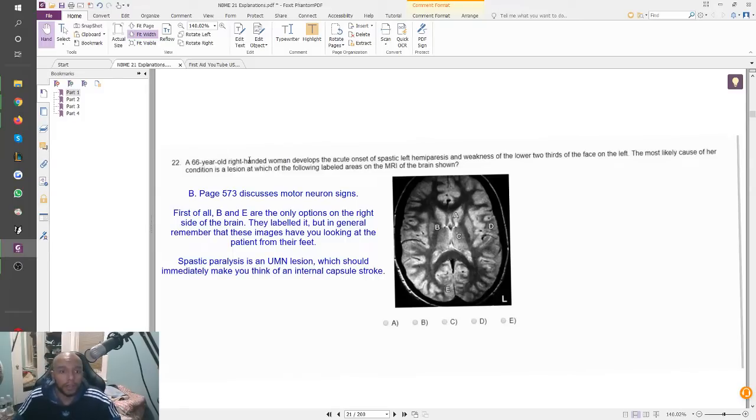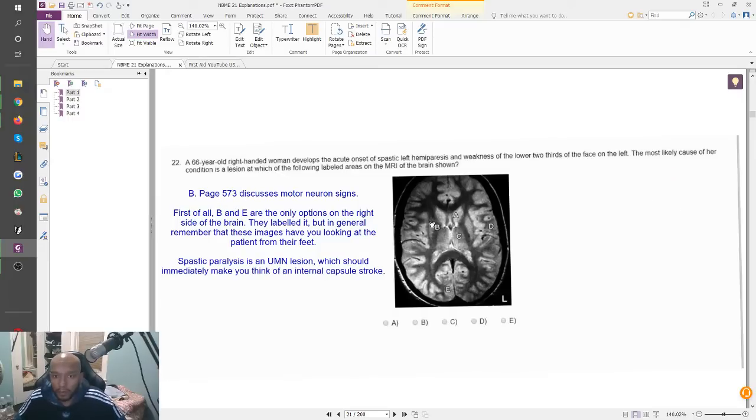A 66-year-old right-handed woman develops the acute onset of spastic left hemiparesis and weakness of the lower two-thirds of the face on the left. The most likely cause of her condition is a lesion in which of the following labeled areas on the MRI of the brain. So again, look at this. This is a patient with a pure motor issue, right? They're not mentioning anything sensory per se, okay? And this is related to your motor neuron signs, right?